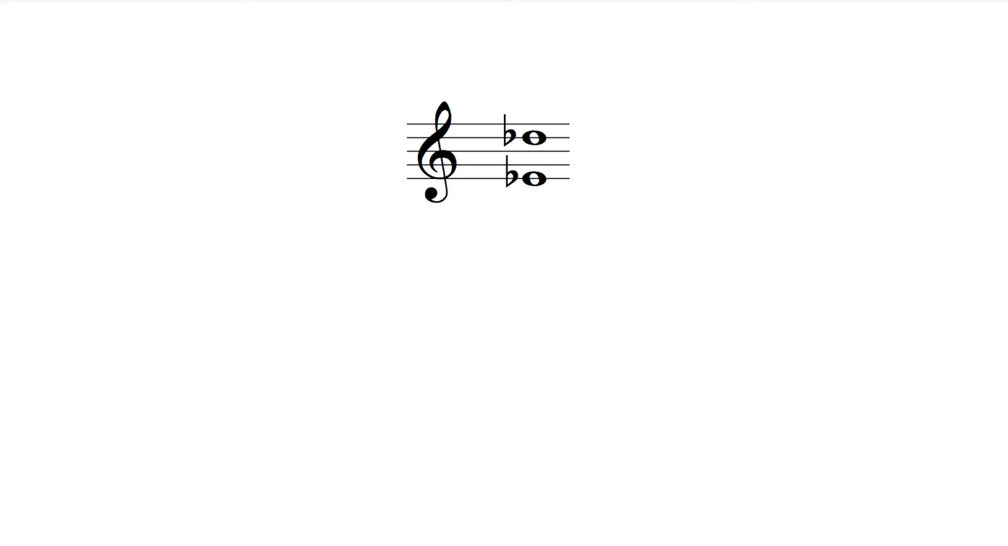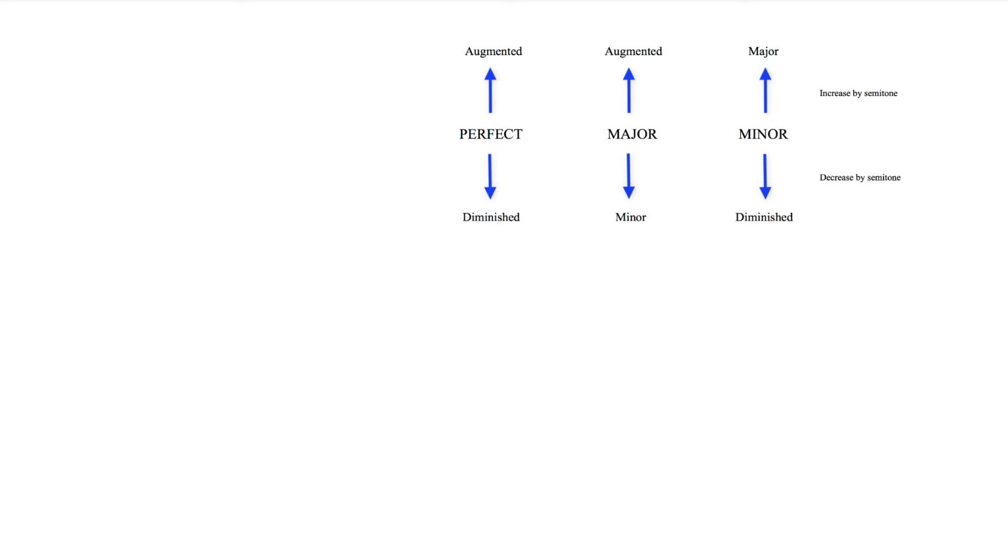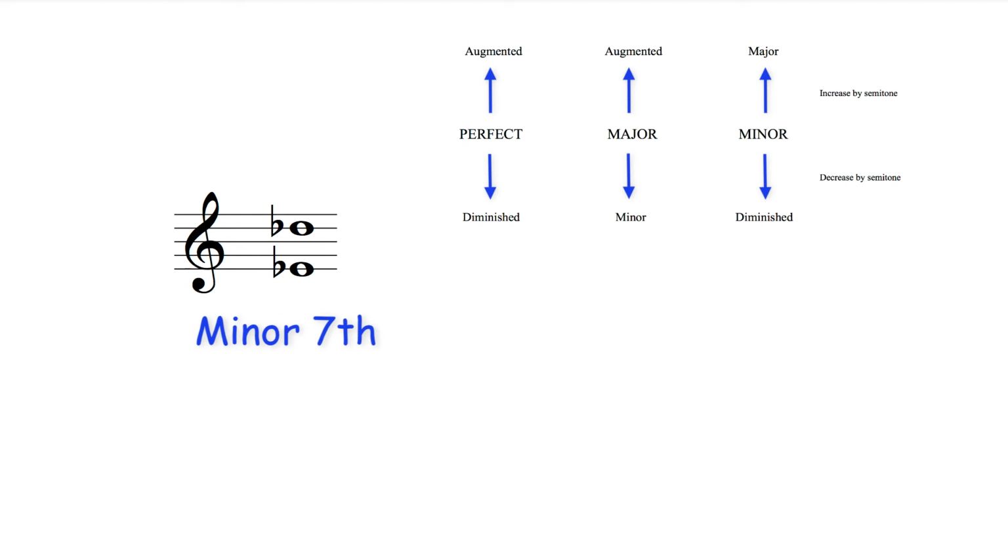In this example, the note D flat is not found in the E flat major scale. Because the D in E flat major is natural, inclusion of the flat has reduced the size of the basic seventh interval. Using the chart from our second tip, when a major interval is reduced by a semitone, it becomes a minor interval. The interval E flat to D flat, therefore, is a minor seventh.